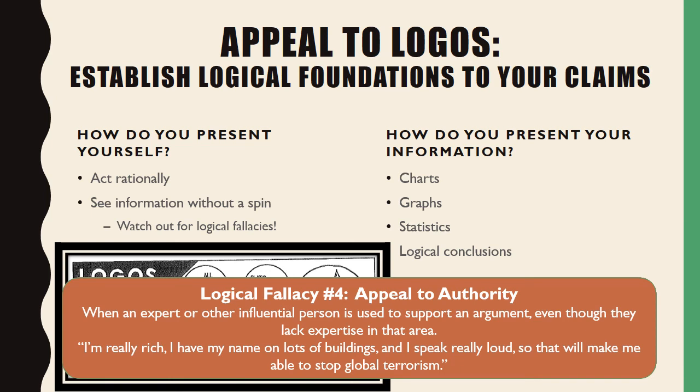So here's an example. I'm really rich. I have my name on lots of buildings and I speak really loud, so that will make me able to stop global terrorism. Well, okay, he might be rich, which makes him an authority on being rich, and he might have buildings and he might speak really loud, which makes him authorities on a lot of things, but not necessarily global terrorism. And so that's a false appeal to authority.